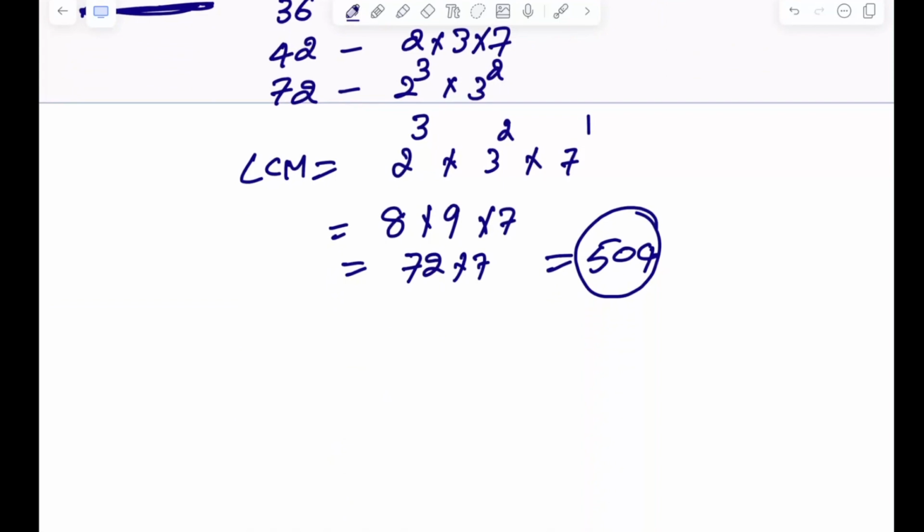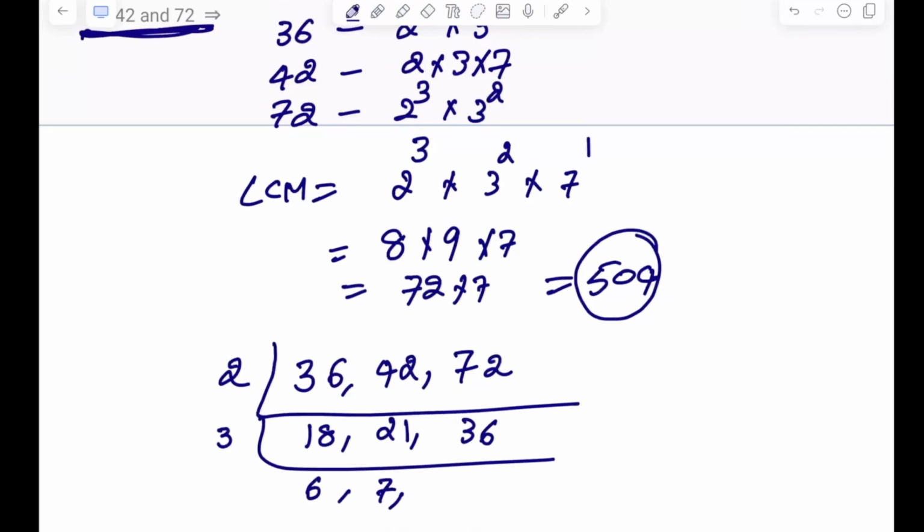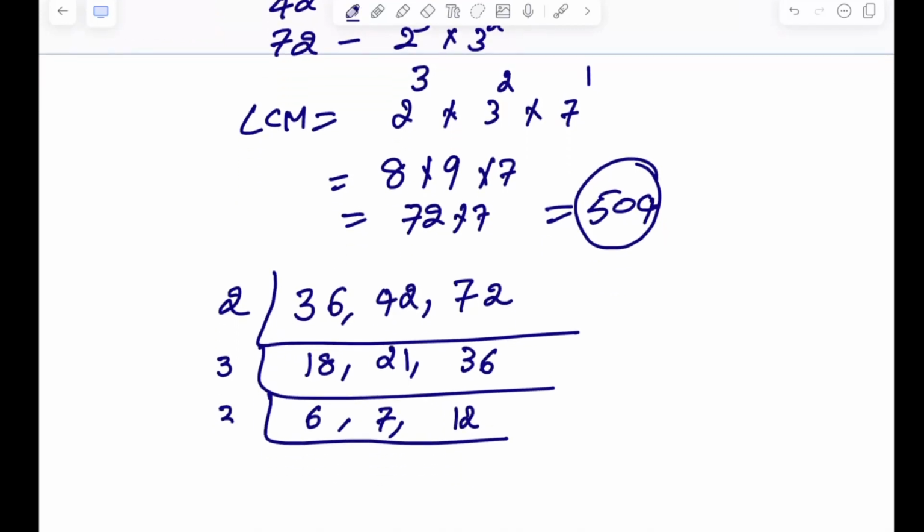Let us see now how we can get the answer in another way. So we'll write down 36, 42, 72 here. Now we will try to find the LCM for 36, 42, 72. So 2 18s, 2 21s, 2 36. Okay, now all these three numbers will be divided by 3. 3 6s, 3 7s, 3 12s. Now again this will go with 3. 3 2s, 7 will come as is, 4. Now we'll be dividing with 2. 2 1s, 7 will be as is, 2 2s.